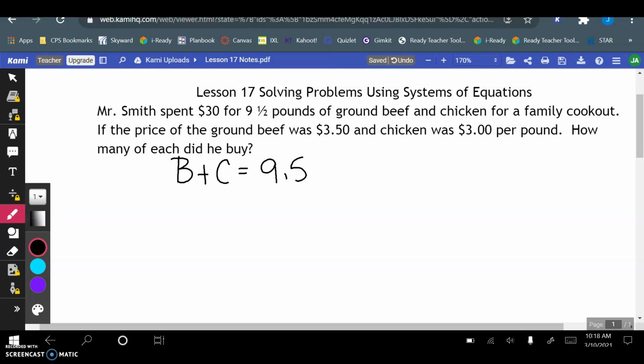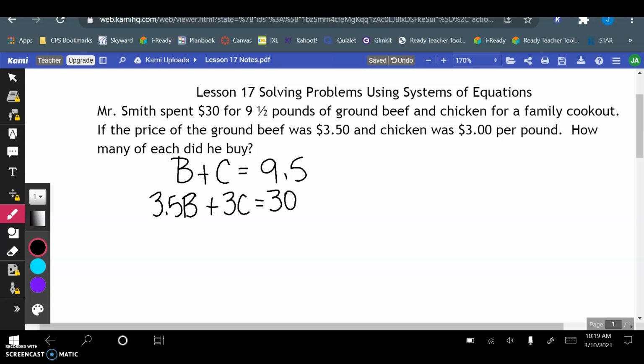Then let's focus on the cost. It says if the price of the ground beef was $3.50 a pound and the chicken was $3 per pound, how many of each did he buy? So the ground beef was $3.50, so I'm going to have 3.5 times however much ground beef I bought, plus $3 per pound on the chicken, so 3C, and he spent a total of $30.